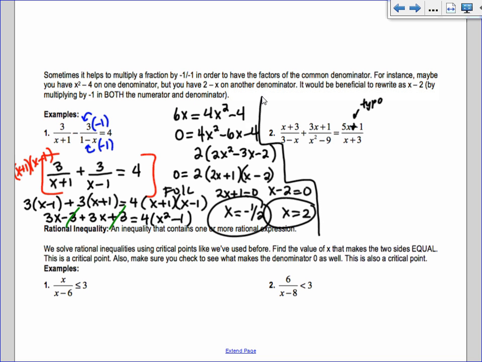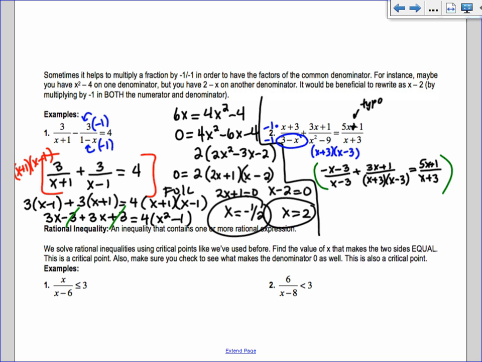So we notice that we have a 3 minus x, and we really want x minus 3 because we're noticing that x squared minus 9 is x plus 3 times x minus 3. So if this was x minus 3, we would be good. So we're going to multiply by -1 over -1. So our first step is going to be, we have -x minus 3 over x minus 3 plus 3x plus 1 over x plus 3 times x minus 3 equals 5x plus 1 over x plus 3. And we're going to multiply all of that by the least common denominator, which is x plus 3 times x minus 3.